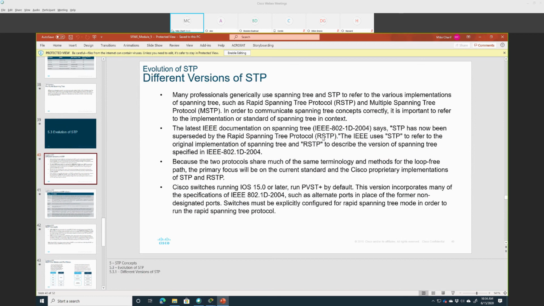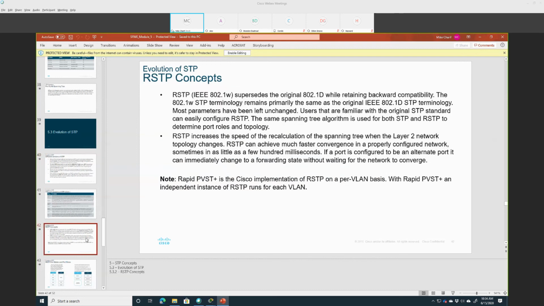Now Cisco enhanced rapid STP into rapid PVST. So it also depends on whatever OS you're using. Of course, if you have an older version, it's not going to work. Now, what happens if you have two switches with different versions? You revert back to the old one.